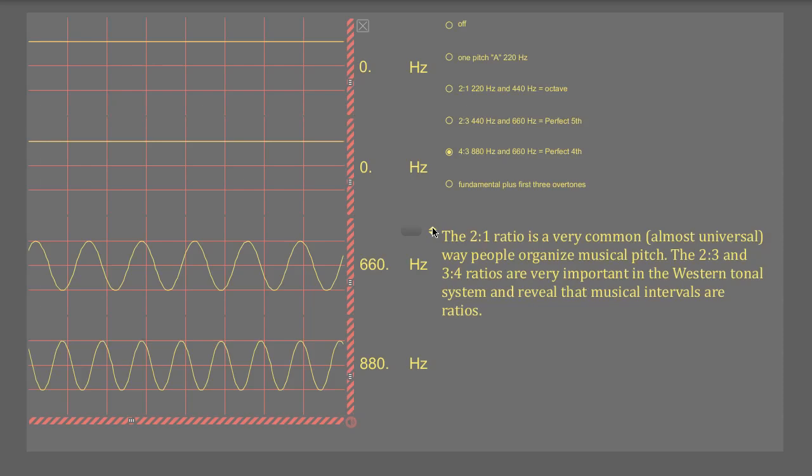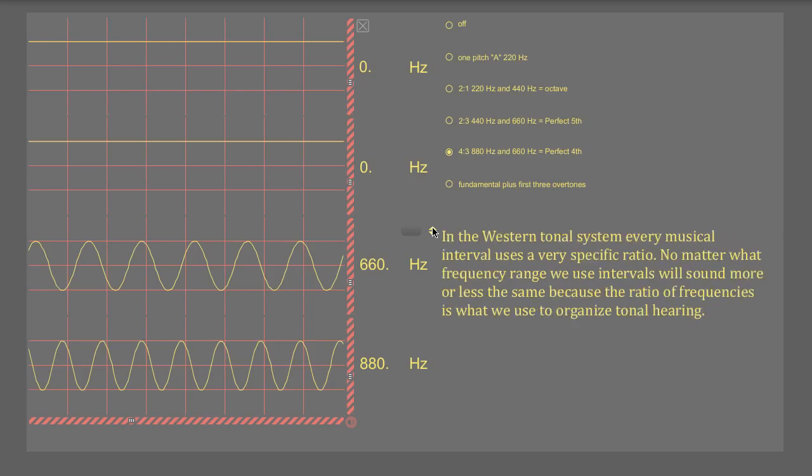So this 2 to 1 ratio is a very common, in fact almost universal way people organize musical pitch. The 3 to 2 and 4 to 3 ratios are very important in the Western tonal system and reveal that musical intervals in our tonal system are ratios. Every musical interval uses a very specific ratio. No matter what frequency range, whether it's high or low, we use, intervals will sound more or less the same because the ratio of frequencies is what we use to organize tonal hearing.